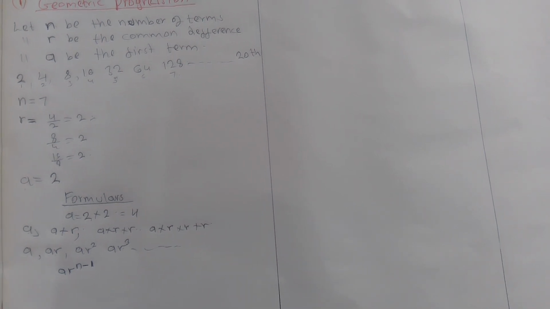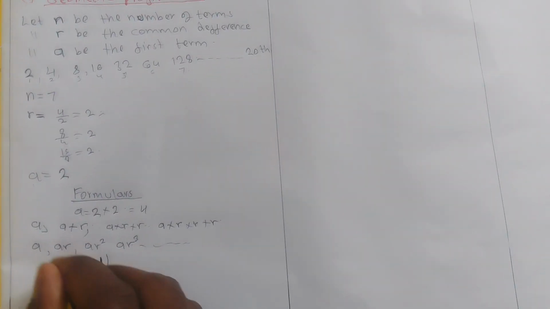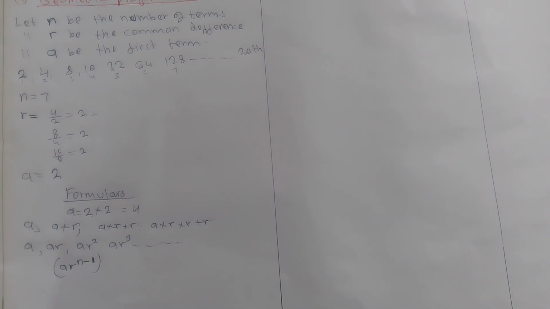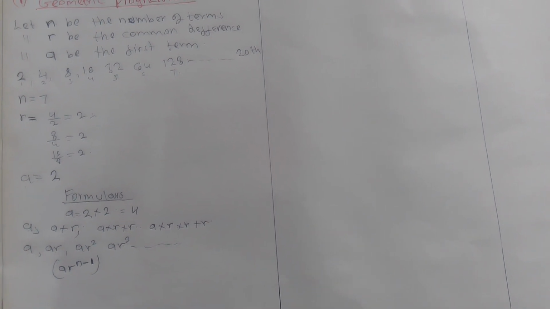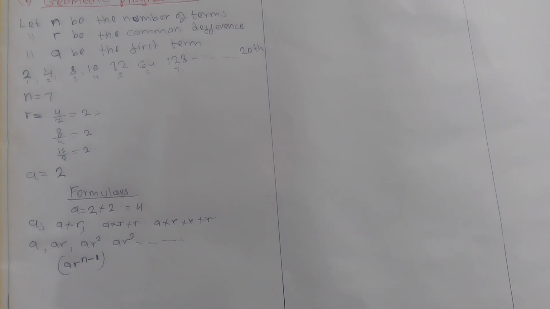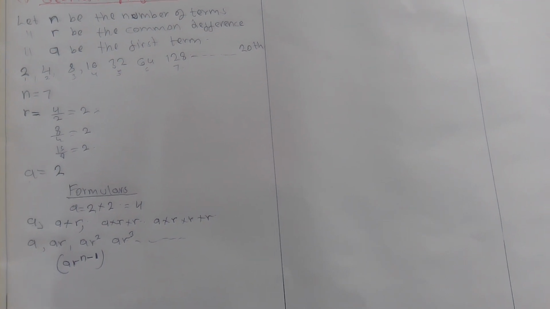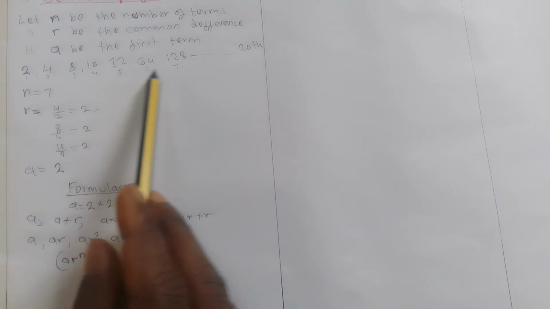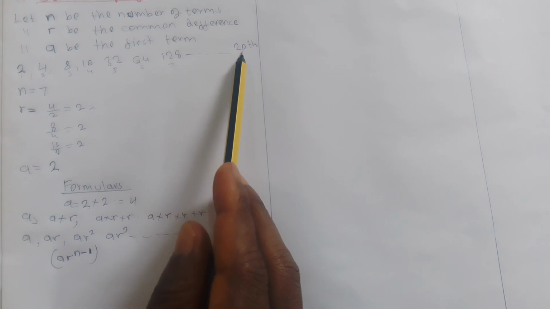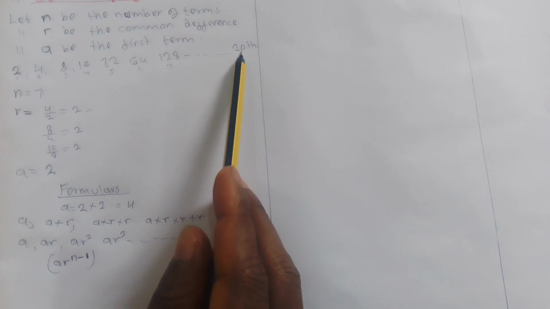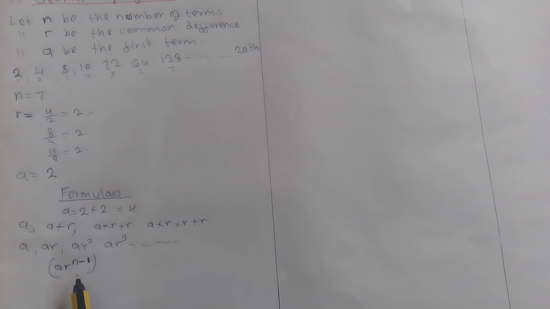So that is the formula to get the number of terms. Let's pick, for example, you want to get the 20th term. Like in our sequence, we don't have the 20th term. So what is the 20th term? So you shall apply our formula.